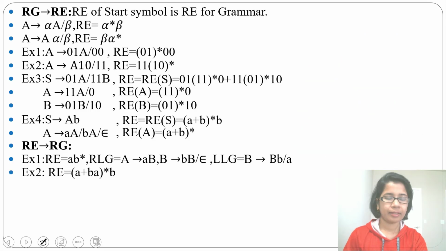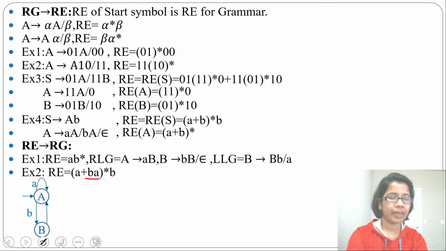Let's see another example. Here the regular expression is (a plus ba) whole Kleene closure b. First design a finite automata for this. A is the initial state. From A by a it will be a self loop. Then there will also be a self loop for ba, since it is (a plus ba) whole Kleene closure. So we'll create another state B. From state A by b it goes to state B, and from state B by a it comes back to state A. So it will be (a plus ba) whole Kleene closure.